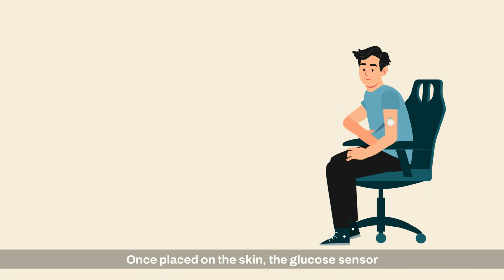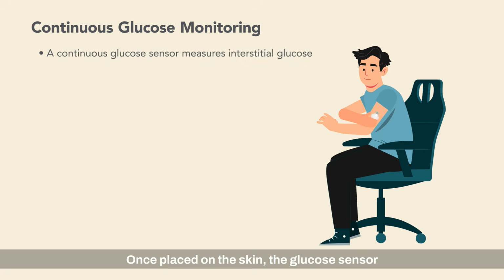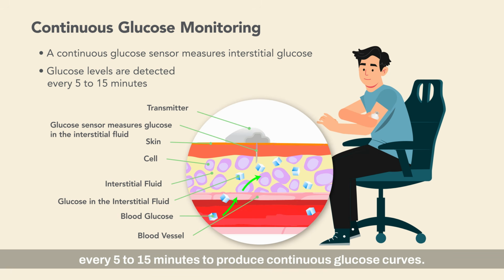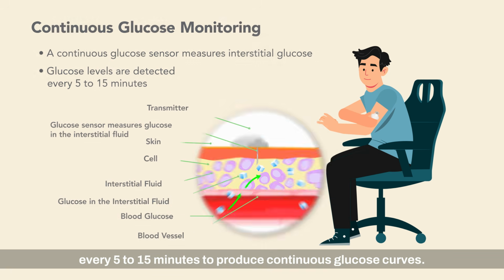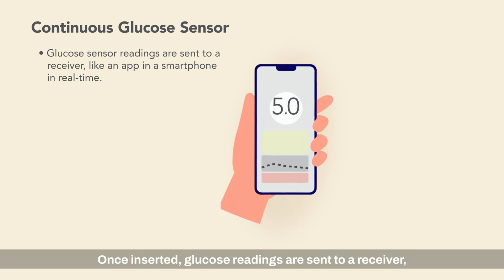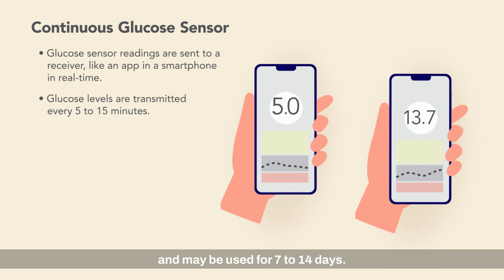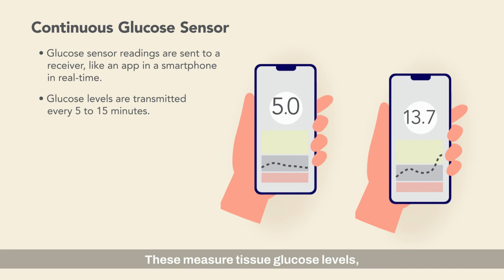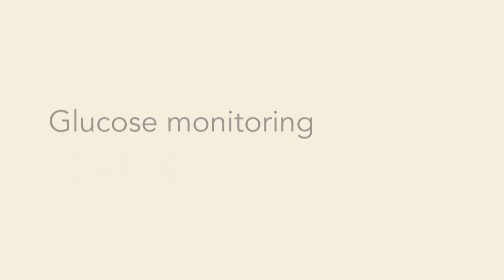Once placed on the skin, the glucose sensor rests under the skin and provides a glucose reading every 5 to 15 minutes to produce continuous glucose curves. Once inserted, glucose readings are sent to a receiver, which is typically an app in a smartphone, and may be used for 7 to 14 days. These measure tissue glucose levels, which may not correspond exactly to blood glucose.